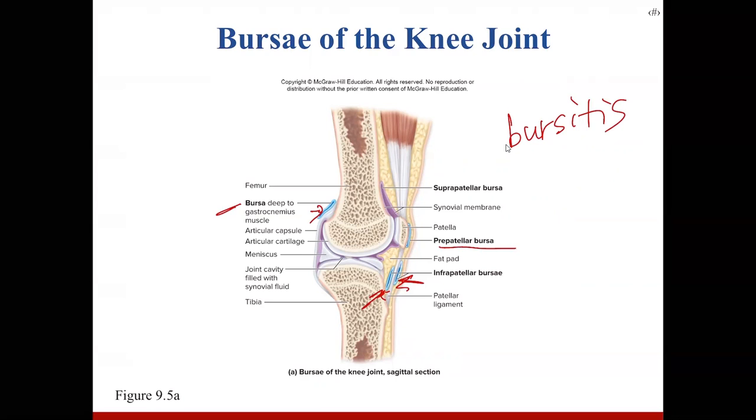Okay, so there's one before the knee. So here's the kneecap, right? Here's the patella. Okay, so the prepatellar bursa, there's one right below that. And then inferior, there's the infrapatellar bursa. And then there's some on the back of the leg too.